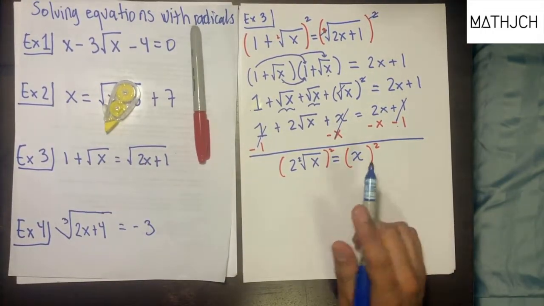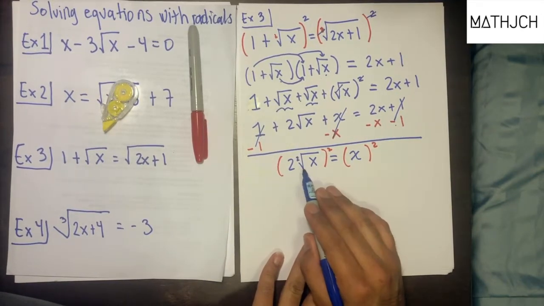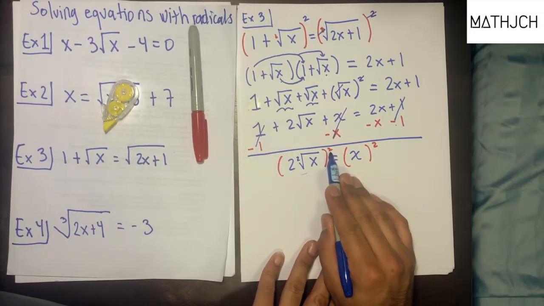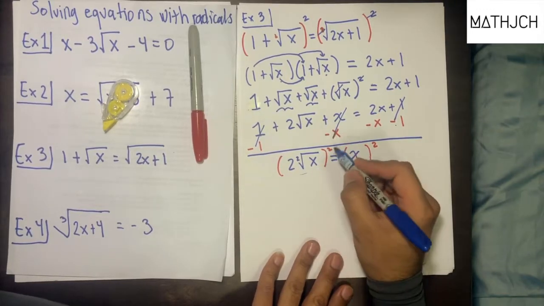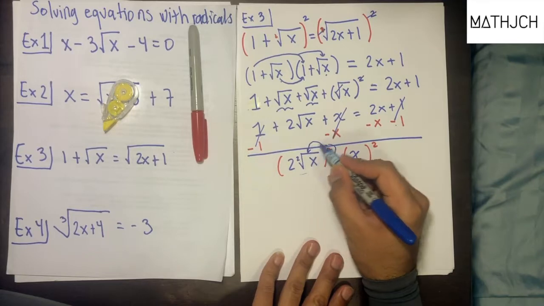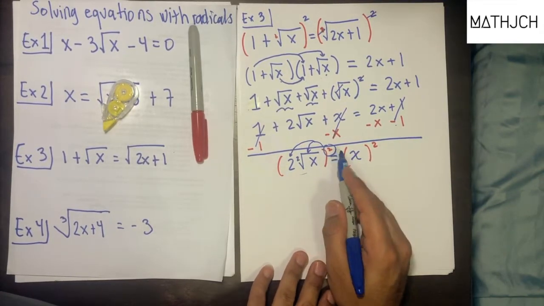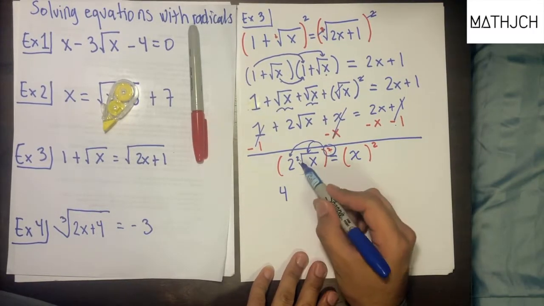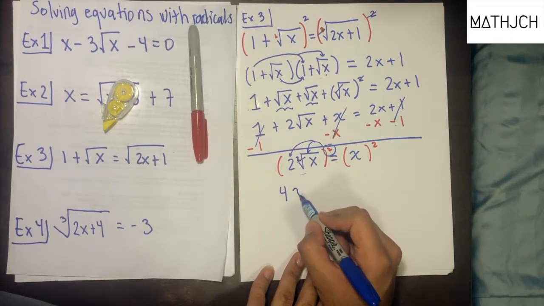Okay, but this time, notice that we have a number in front of our radical. That means that this 2 also has the power 2, and the radical also has the power 2. So this power 2 is for both of them, for the radical and also for the number in front of the radical. So 2 power 2 leaves us with 4, and this index with this power cancels, and we are left with everything inside the radical, which is simply x.